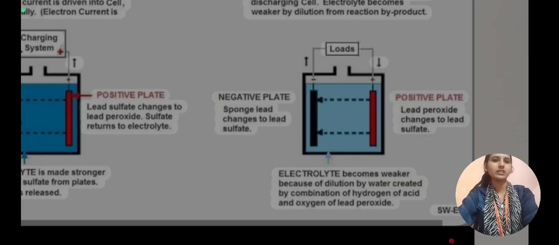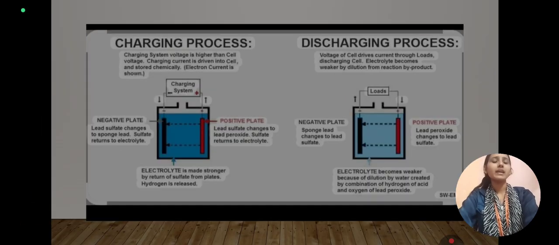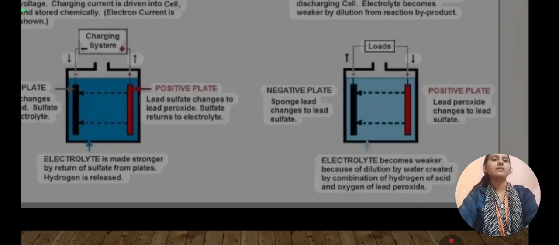of the lead peroxide. By comparison of the charging process and the discharging process, we look at electron flow, plate reaction and electrolyte behavior. In the charging process, electrons move from the positive plate to the negative plate and enter the charging system. In the discharging process, electrons flow from the negative plate to the positive plate through the load, and the electrolyte becomes weaker.